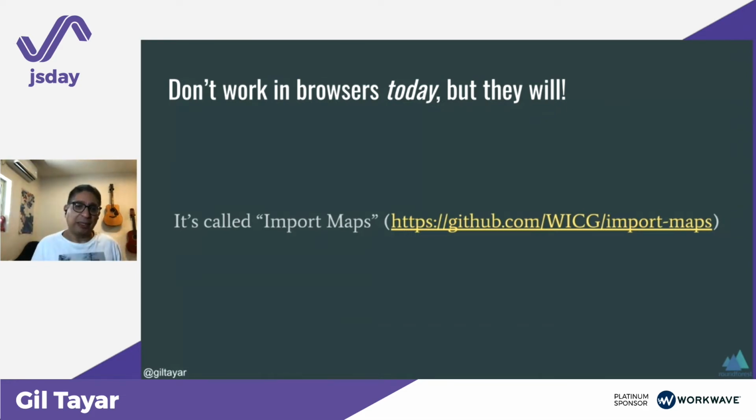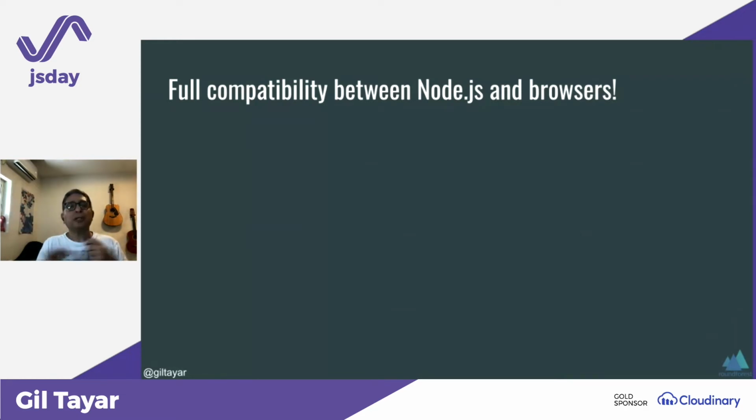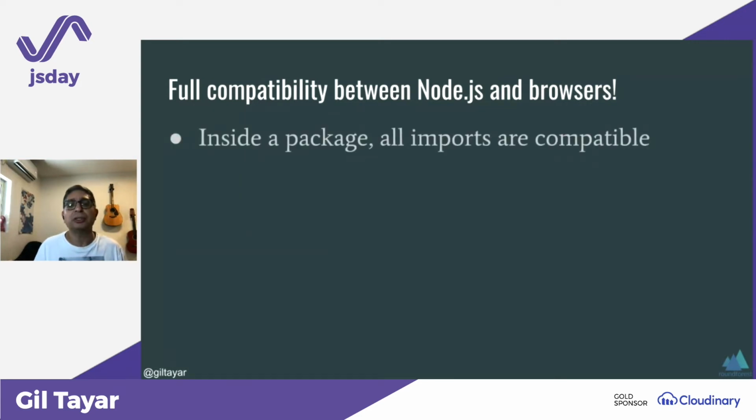But the nice thing is that bare specifiers don't work in browsers today, but they will in the future, at least I hope so. There's a feature called import maps, which is actually implemented in Chrome today, and hopefully we'll get it in the other browsers soon. It allows you to define an import map, which tells the browser what to do with bare specifiers. So if you import from a bare specifier and there's an import map in the same file, the browser looks at the import map to know which file to load over HTTP. So hopefully we'll get total, full compatibility, including bare specifiers and node modules, between Node.js and the browsers.